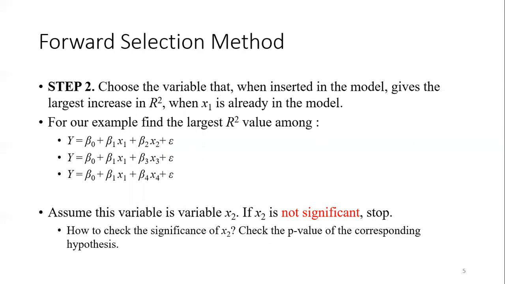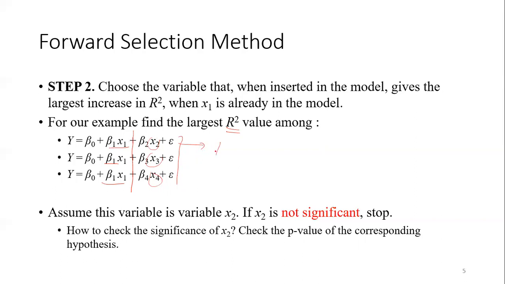In step two, beta 1 x1 is already in the model, right? We now check the other variables. We add the other variables to the model and check which of them has the largest R square. So we add the variable x2 to the model, then x3 and x4. I have three different models, and check which one has the greatest R square. Let's assume that this one has the greatest R square.